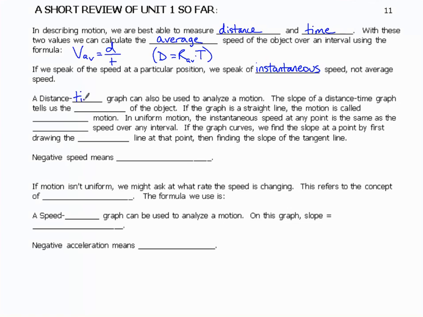A distance time graph can also be used to analyze motion. Remember, the slope of the distance time graph tells us the speed of the object. If the graph is a straight line, we call this uniform motion. In uniform motion, the instantaneous speed at any point is the same as the average speed over the interval.